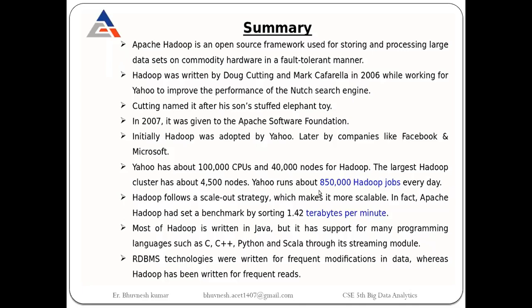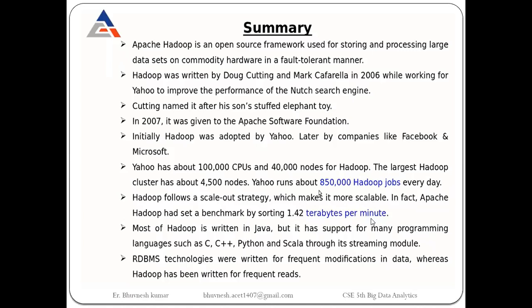There are different types of profiles. You can go for a job in data analytics, data storing, or you can go for different frameworks, like the Hive concept or the HBase concept. That is why there are different job profiles, and near about 8 lakh 50,000 Hadoop jobs are there. Hadoop follows a scale out strategy, which makes it more scalable.